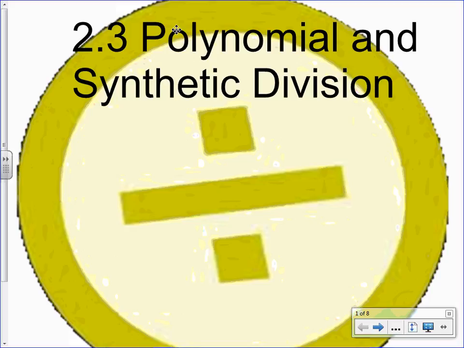Now we want to talk about some of the things that we can do with long division and synthetic division. So first of all, let's talk about the process of dividing. You have a dividend that you divide by the divisor. And when that happens, you get a quotient.